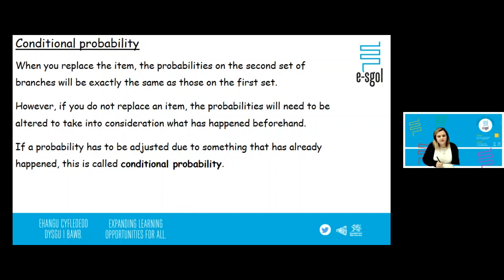So conditional probability. When you replace the item, the probabilities of the second set of branches will be exactly the same as those on the first. So that's like the example we've just been through. However, if you do not replace them, the probabilities will need to be altered to take into consideration what's happened beforehand. And if a probability has to be adjusted due to something that's already happened, that is called conditional probability. Okay, so something affects the next thing that's happening and is conditional on what has already gone on.